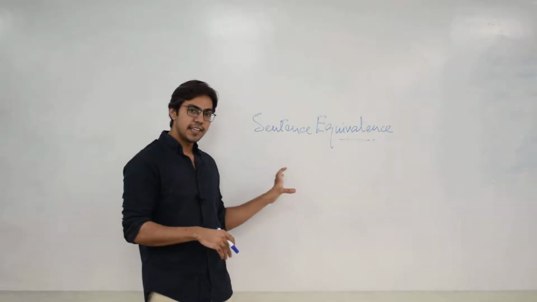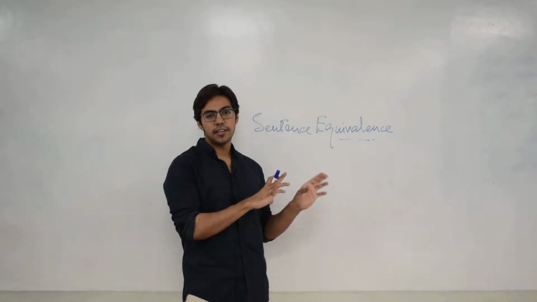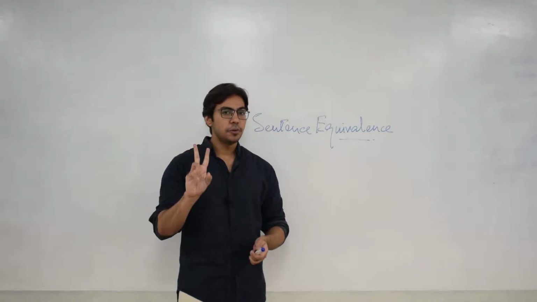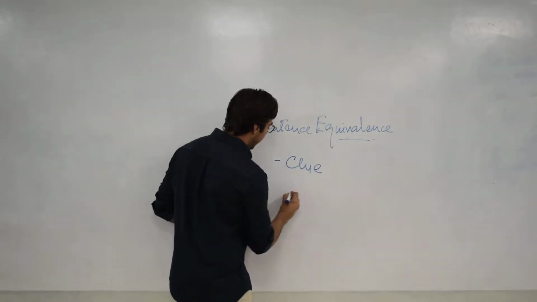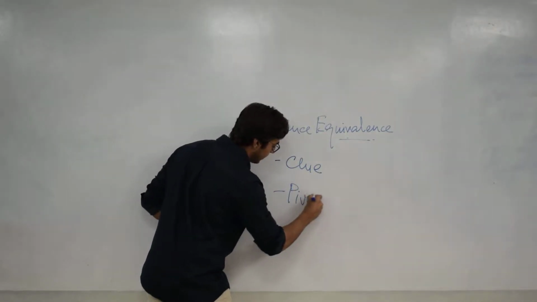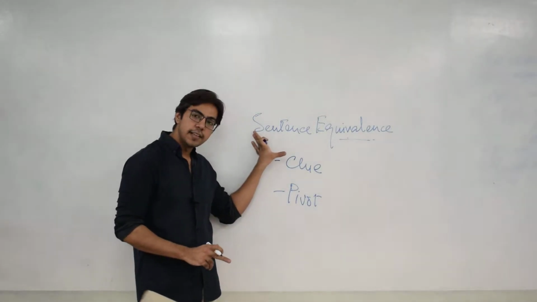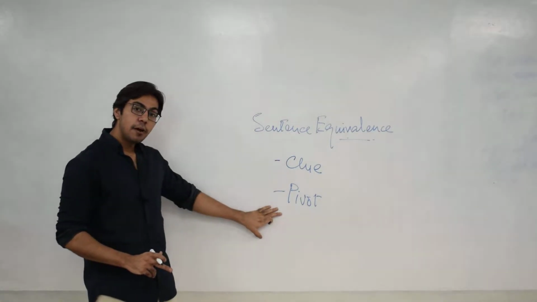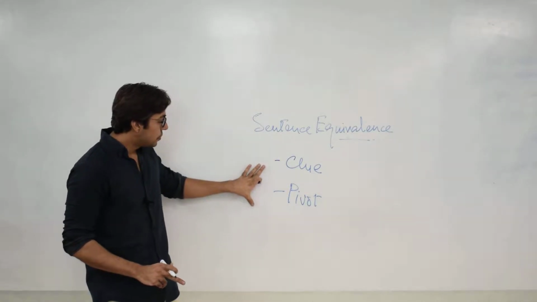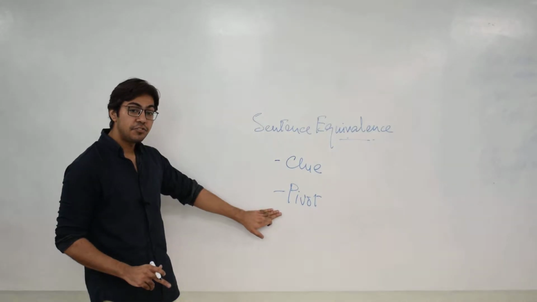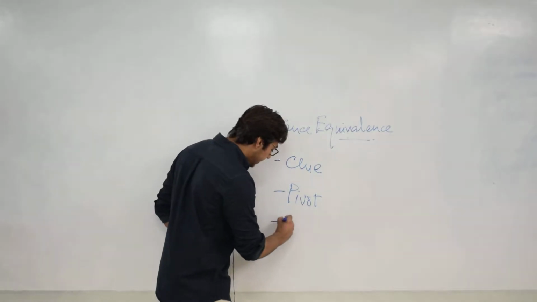Now, coming back to sentence equivalence, the thing you need to remember is all the things that we talked about in sentence completion. We talked about particularly 2 things: the clue and the pivot. Both of these also apply to sentence equivalence. But what you need to figure out in this instance is that the 2 sentences that we are creating need to be equivalent. So the one thing that we need to know, and I cannot stress this more because I also spoke about this in our last video, is vocabulary.